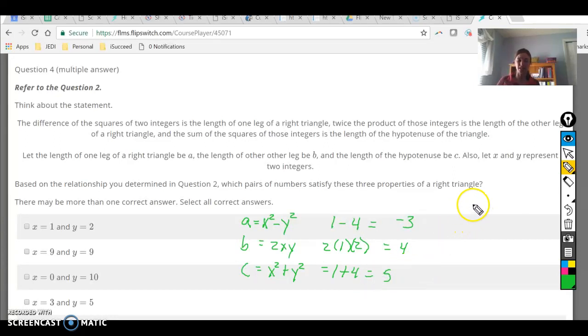Okay, so then I also have to show that this works because a squared plus b squared has to equal c squared. Okay, so 3 squared is 9, 4 squared is 16, and 5 squared is 25. So 25 equals 25, which means that x equal 1 and y equal 2 work here, okay?